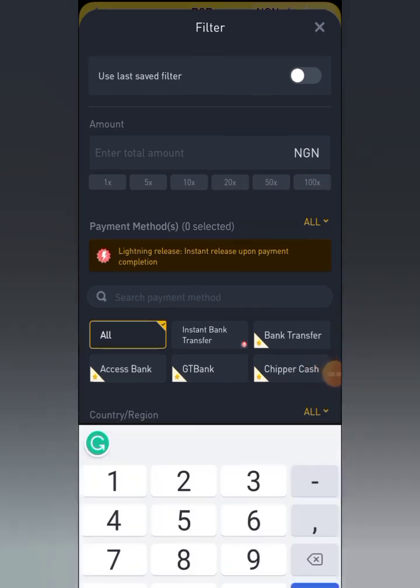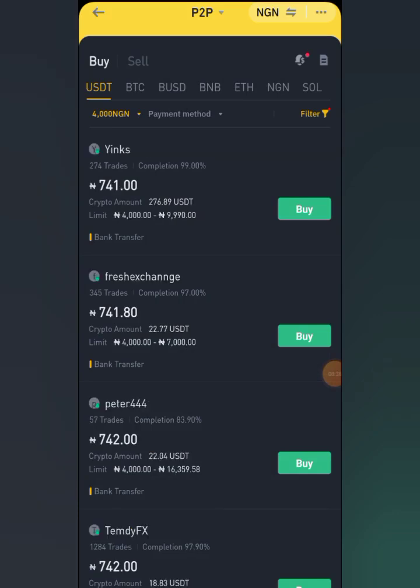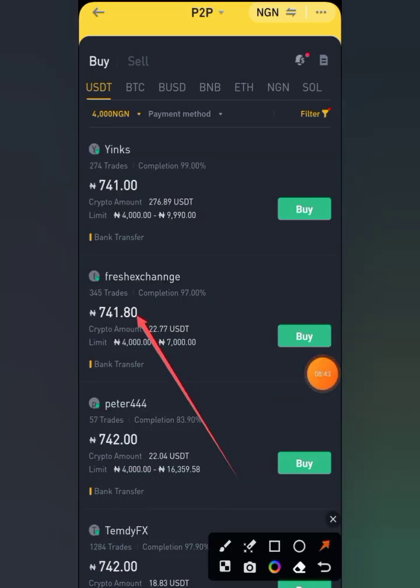If I filter this, let's say if I filter this, don't show merchant, now you will see that we will have other persons without that verified icon who are still running ads in this particular place. So these are people who we call the ordinary merchants.